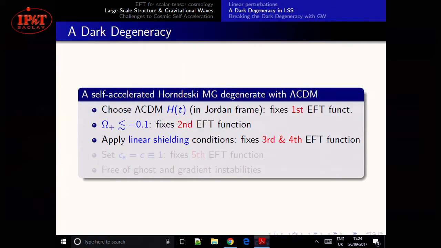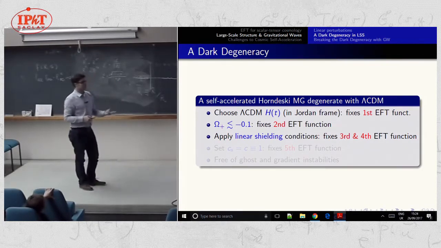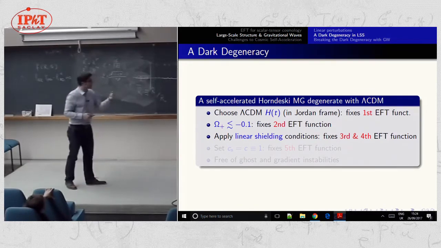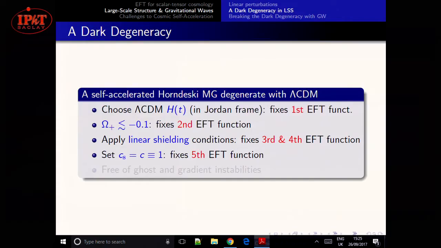Now I don't want this thing to cause any modifications in the large-scale structure. So I introduce here these linear shielding conditions, which are basically what produces this dark degeneracy. That gives me two constraint equations that fix the other two EFT functions, third and fourth, and so basically I'm left with the fifth. And here I can just pick the sound speed to be the speed of light, and then have fully defined my Horndeski theory.